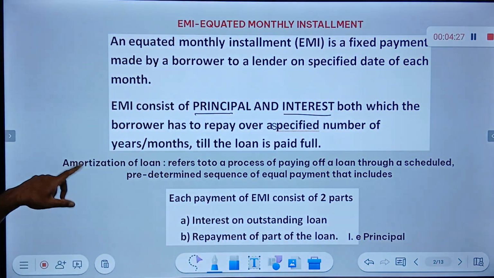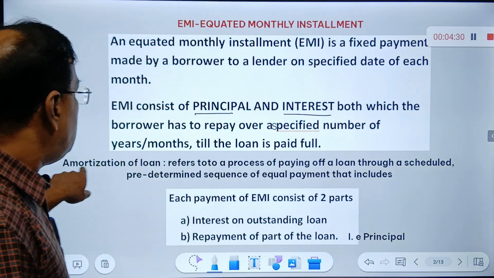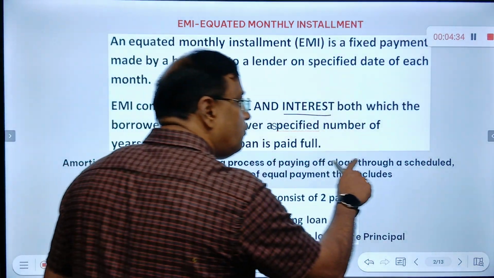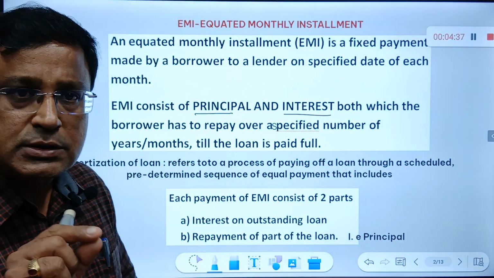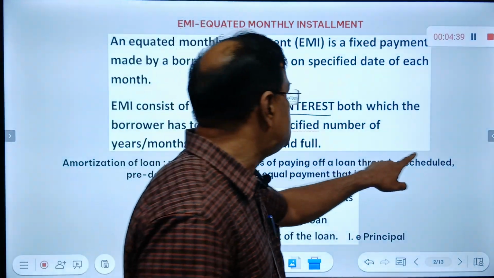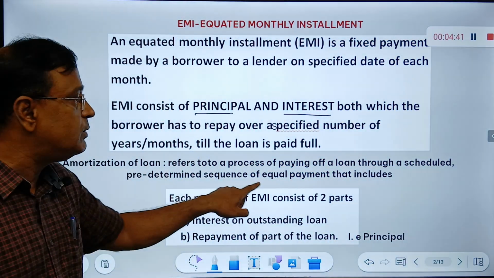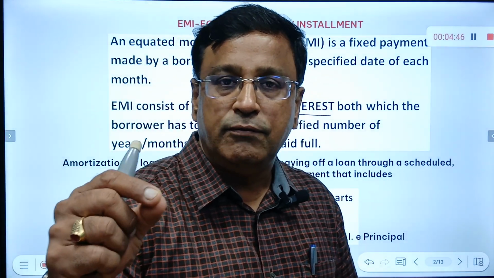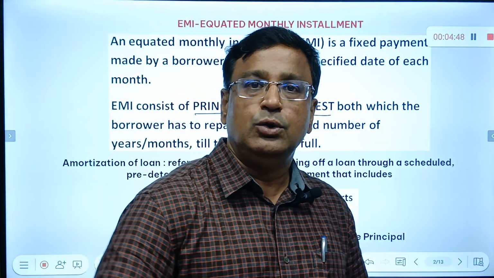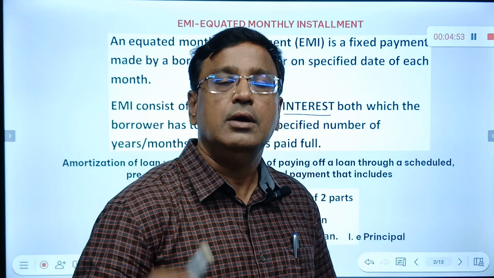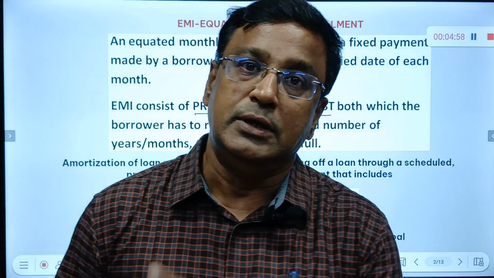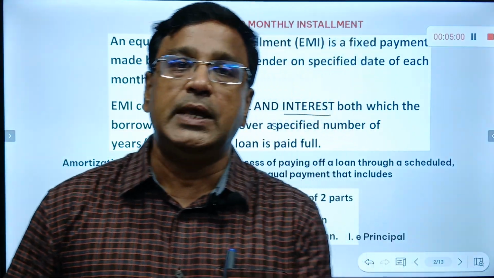Now, amortization of a loan is a process. What is the process? It's a process of paying off a loan through a scheduled, predetermined sequence of equal payments. You are telling the bank that on 25th of every month for the next 10 years, that is for 120 months, they will deduct 8,000 rupees from your account after some calculation.